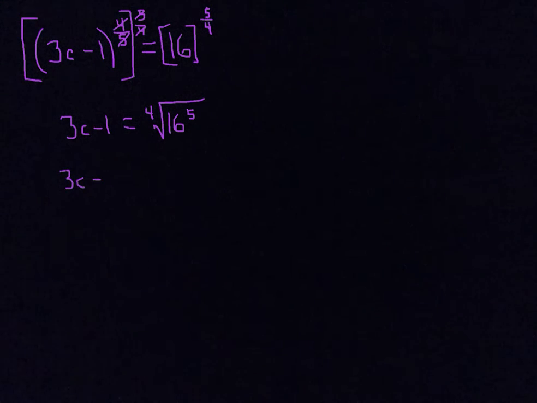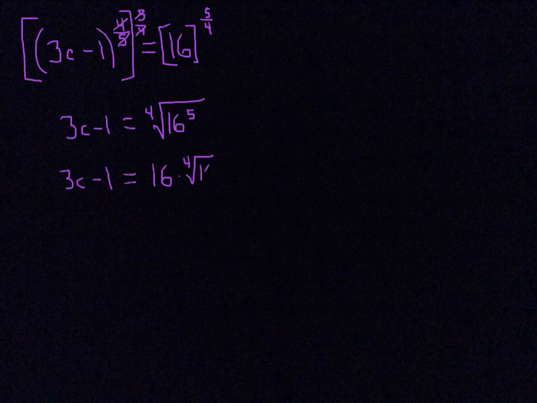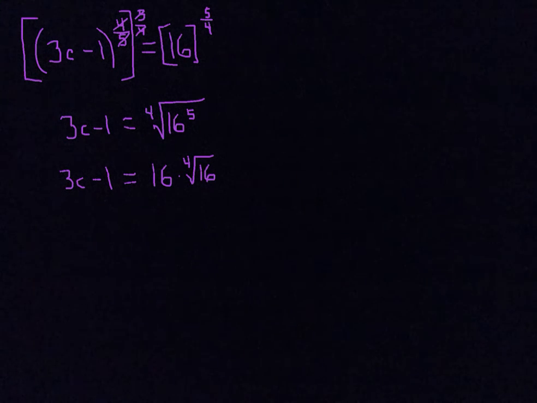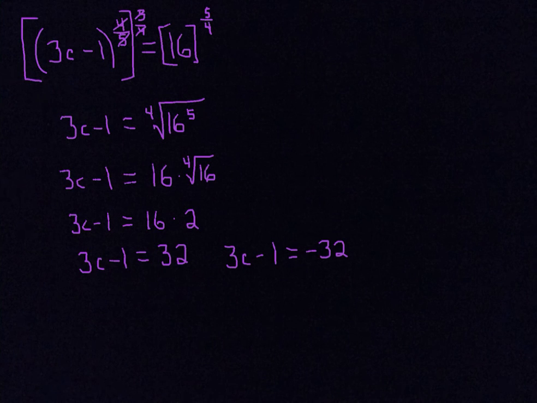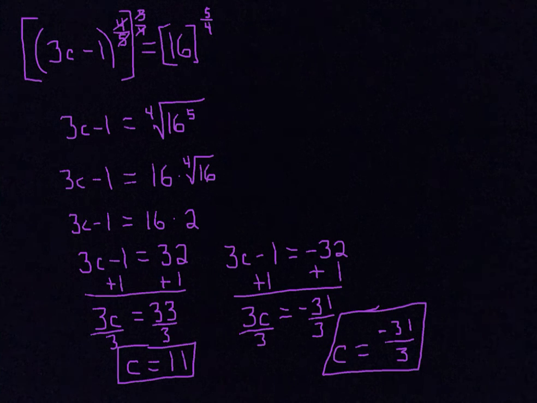Now, the 4th root is actually plus or minus, so keep that in your mind. One 16 can come out, and one 16 stays underneath. Now, the 4th root of 16 is just 2, so you have 32. And since it was an even root, it's plus or minus. So plus 32, minus 32. Solving for c for both, you can see the answer.